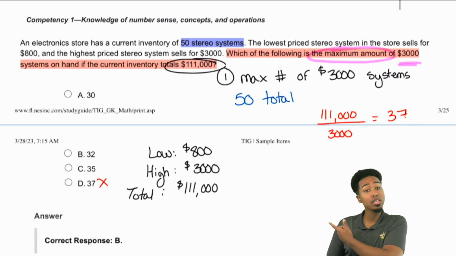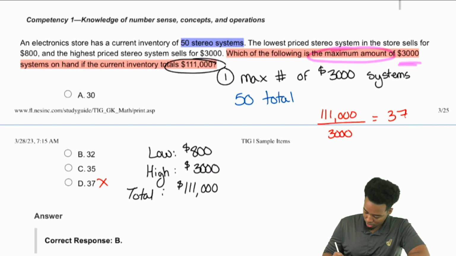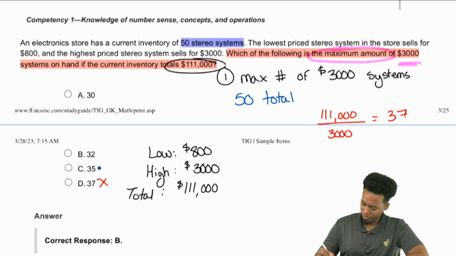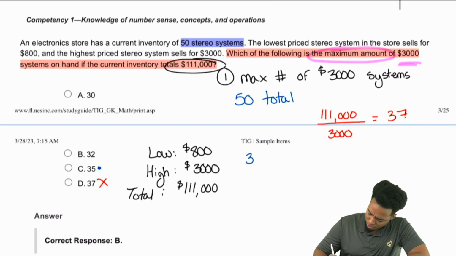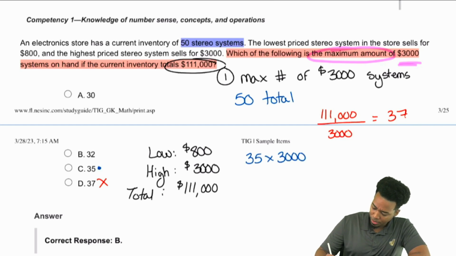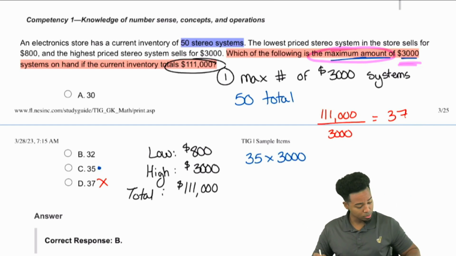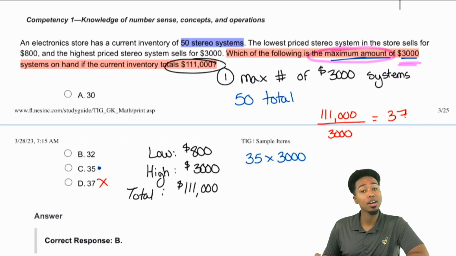Now, if you want to use the answer choices, that's actually a pretty good idea. Because if you go to 35, let's go ahead and go to choice C, excuse me. Let's try that one out. What's 35 times 3,000 going to be? If I take answer choice C, 35 times $3,000, because that's the number of $3,000 systems we're talking about, that's going to give me $105,000.